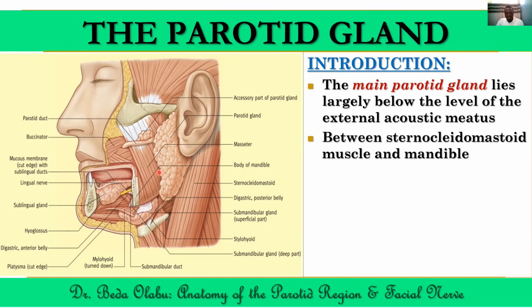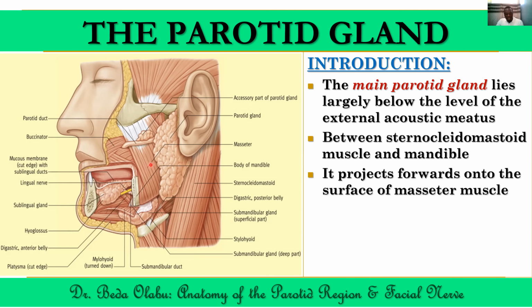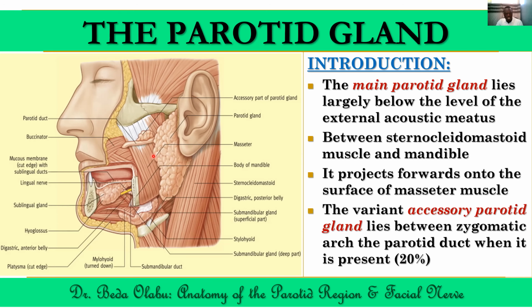We can see that it lies between two major muscles, sternocleidomastoid posteriorly, and masseter anteriorly, which has the mandible. So the mandible is the bone, and masseter is the one that's covering that bone there. The gland projects onto the anterior surface of the masseter, as I've already mentioned. The accessory gland, on the other hand, usually lies between the zygomatic arch, which passes above, and the duct of the parotid, which passes below it, so somewhere there.